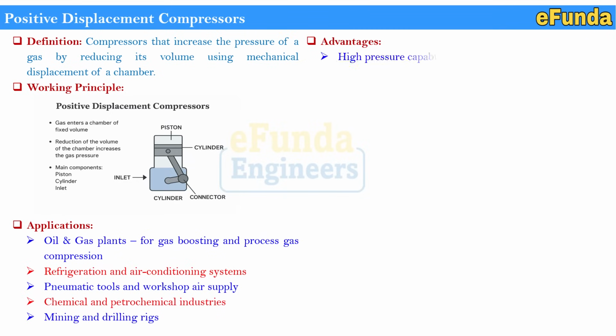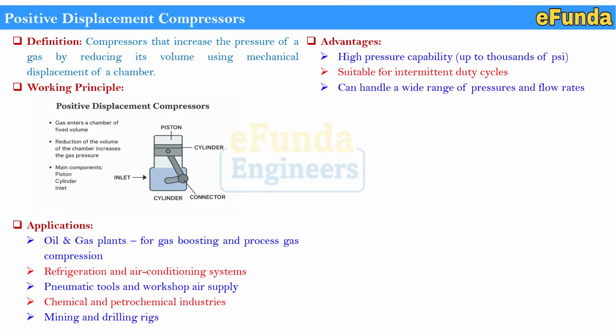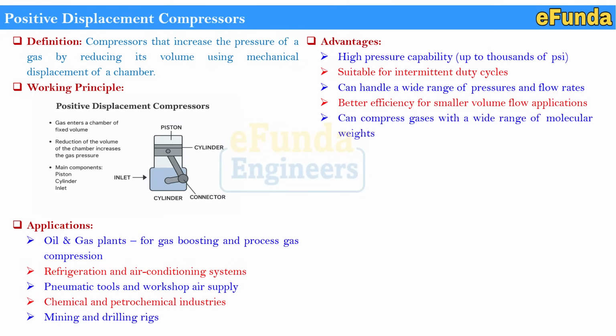Advantages: high pressure capability up to thousands of psi. Second, suitable for intermittent duty cycle. Third, can handle a wide range of pressures and flow rates. Next, better efficiency for smaller volume flow applications. Fifth, can compress gases with a wide range of molecular weight.